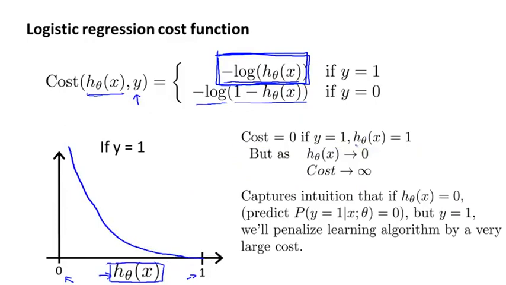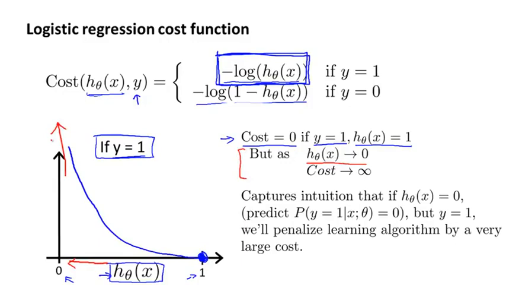First, notice that if h of x equals 1, if the hypothesis predicts that y is equal to 1, and if indeed y is equal to 1, then the cost is equal to 0. That corresponds to this point down here, right? If h of x is equal to 1, and we're only considering the case that y equals 1 here, then the cost is down here, equal to 0. And that's what we'd like it to be, because if we correctly predict the output y, then the cost is 0. But now notice also that as h of x approaches 0, so as the output of a hypothesis approaches 0, the cost blows up and it goes to infinity.